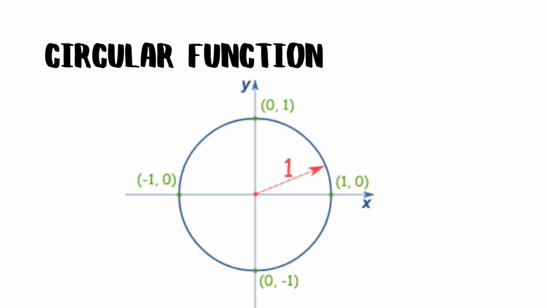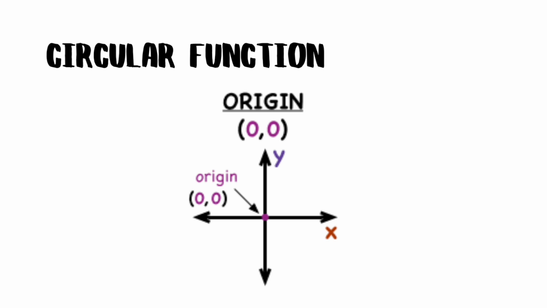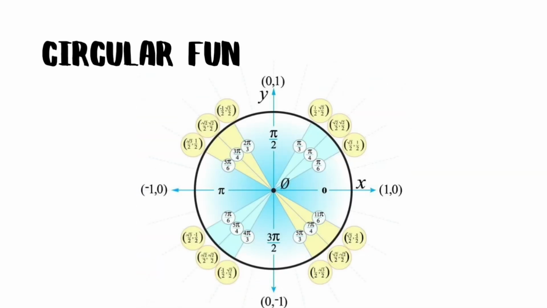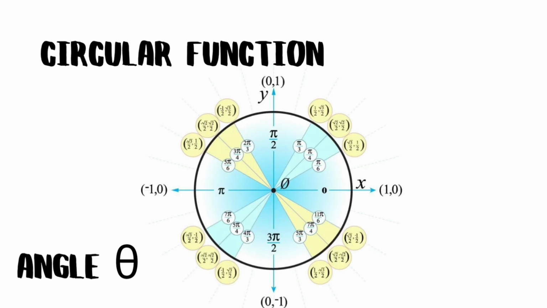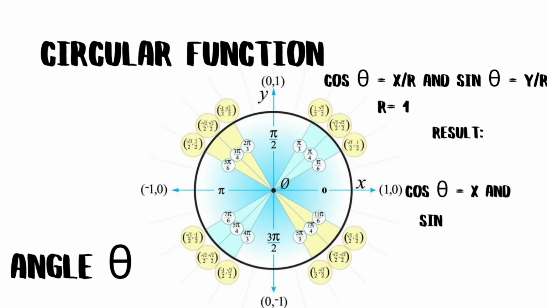Let's start with the unit circle. A unit circle is a circle with a radius of 1, centered at the origin, where x is 0 and y is 0. Every point on this circle has coordinates x and y that correspond to an angle theta measured from the positive x-axis. So we can define cos theta equals x over r and sin theta equals y over r. Since r equals 1, it simplifies to cos theta equals x and sin theta equals y.